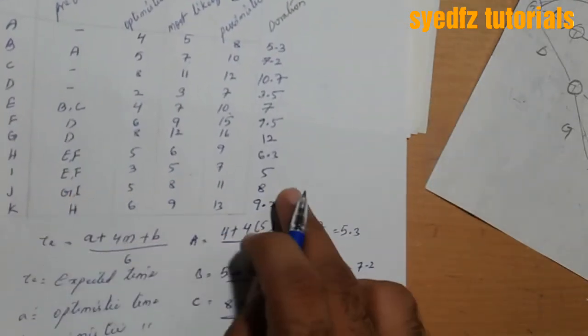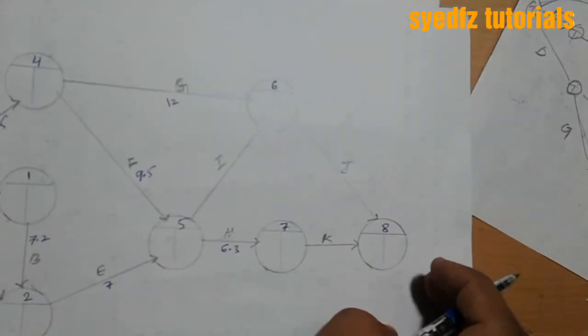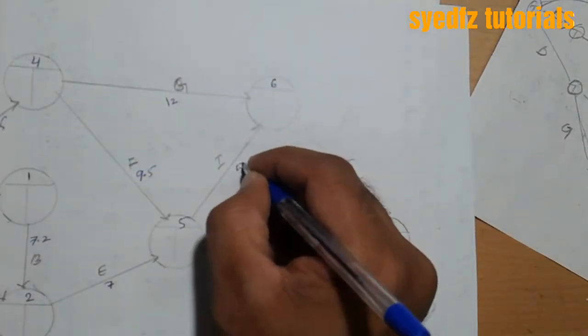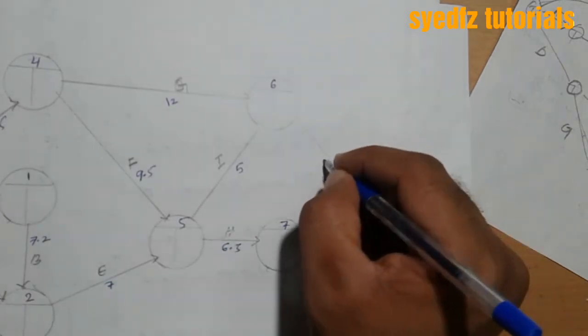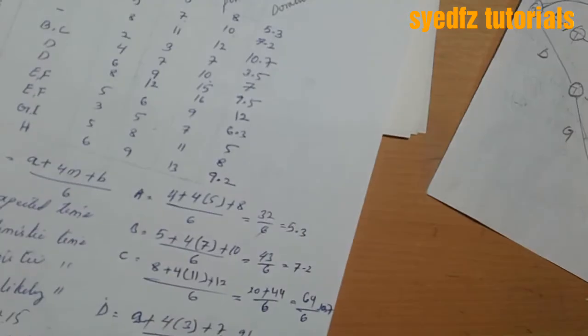I is 5, J is 9, K is 9.2. Now we have got the durations.